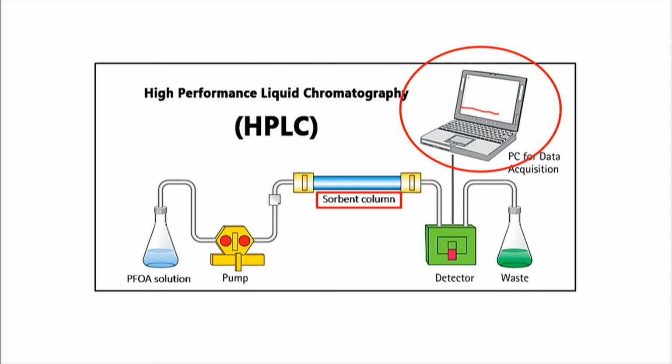But gradually, when the sorbent column becomes saturated by PFOA, more PFOA comes out from the column, and at this time we will see the signal increase. And this S-shaped plot can be used to compare different sorbent abilities. A longer initial plateau means a better sorbent for PFAS removal.